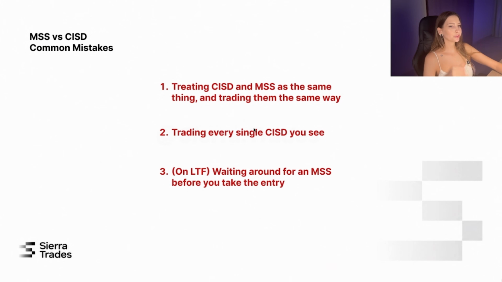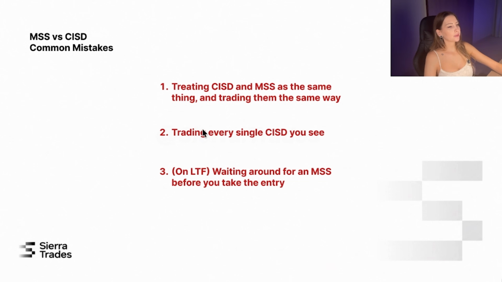Now, here's where most traders go wrong once they know both of these. The first mistake is treating CISD and MSS as the same thing and trading them the same way. But as we saw in the examples, not only do they look different, but they come at different times. So you cannot treat them as the same thing and you cannot trade them the same way. They're not interchangeable. One is based on the open and close of a candle and the other is based on a swing point breaking. And mixing them up leads to the wrong stop placement and the wrong expectations for your trades.